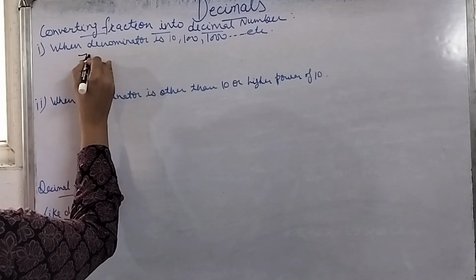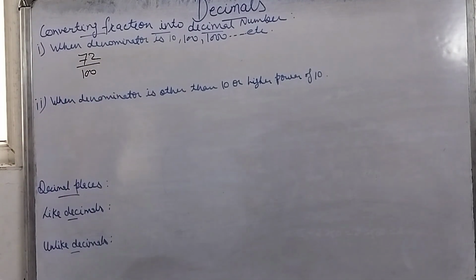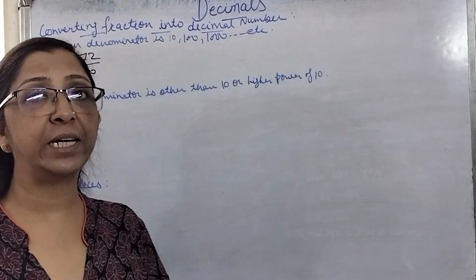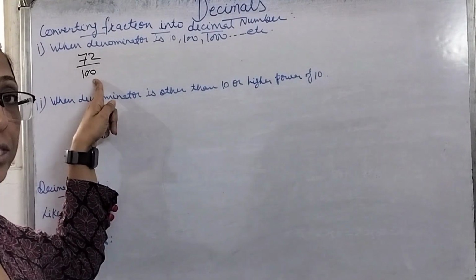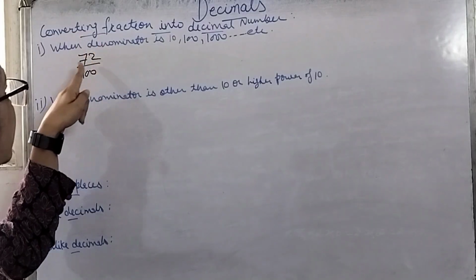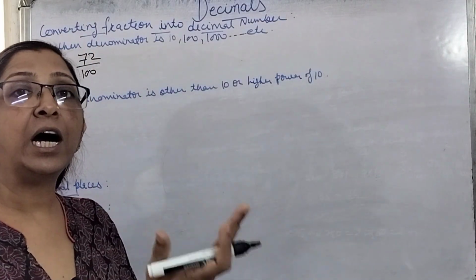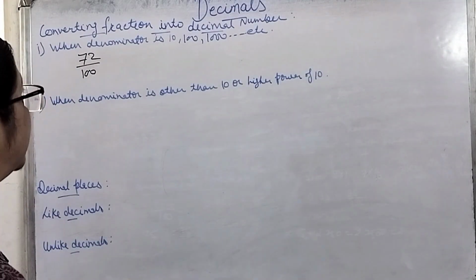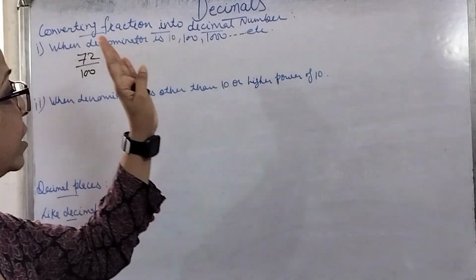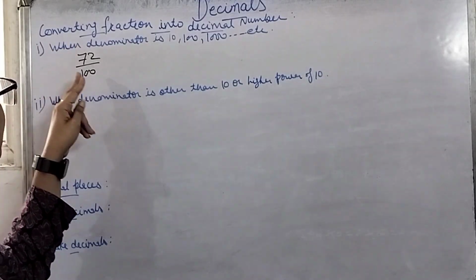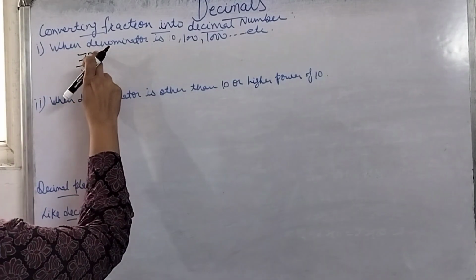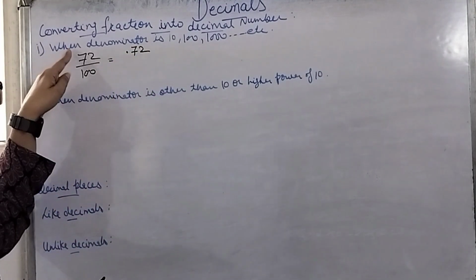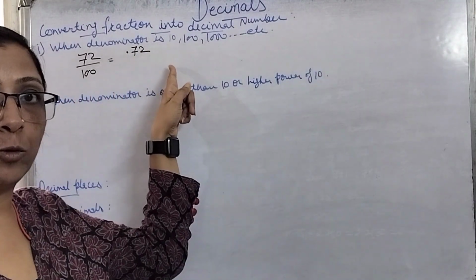Suppose your number is 72 over 100. In the denominator, after 1 there are 2 zeros. So in the numerator, from the right-hand side, after 2 digits we will place the decimal point. This is the first digit, this is the second digit, so the decimal will be 0.72. So 72 over 100 can be written as 0.72.